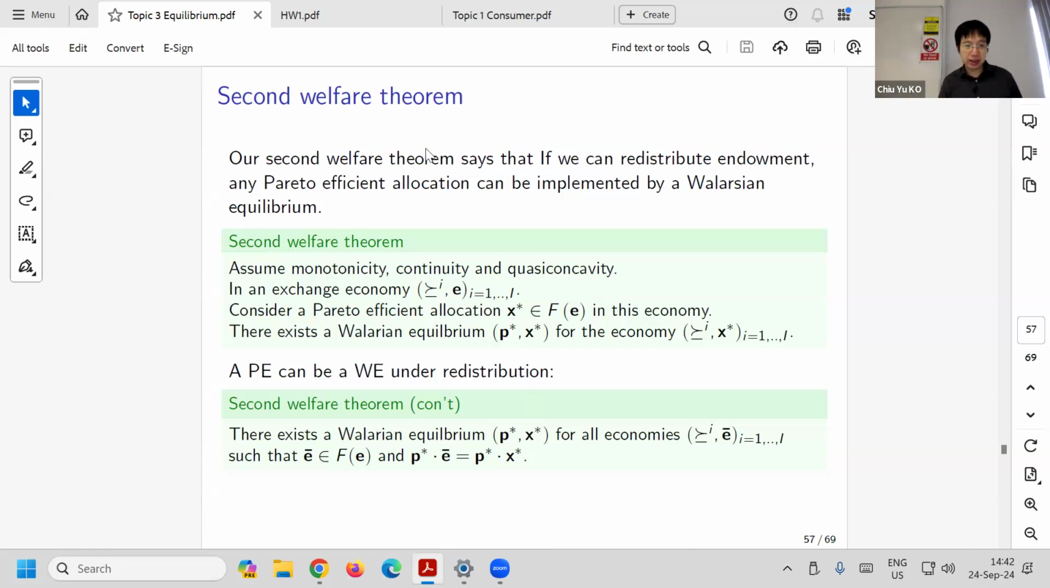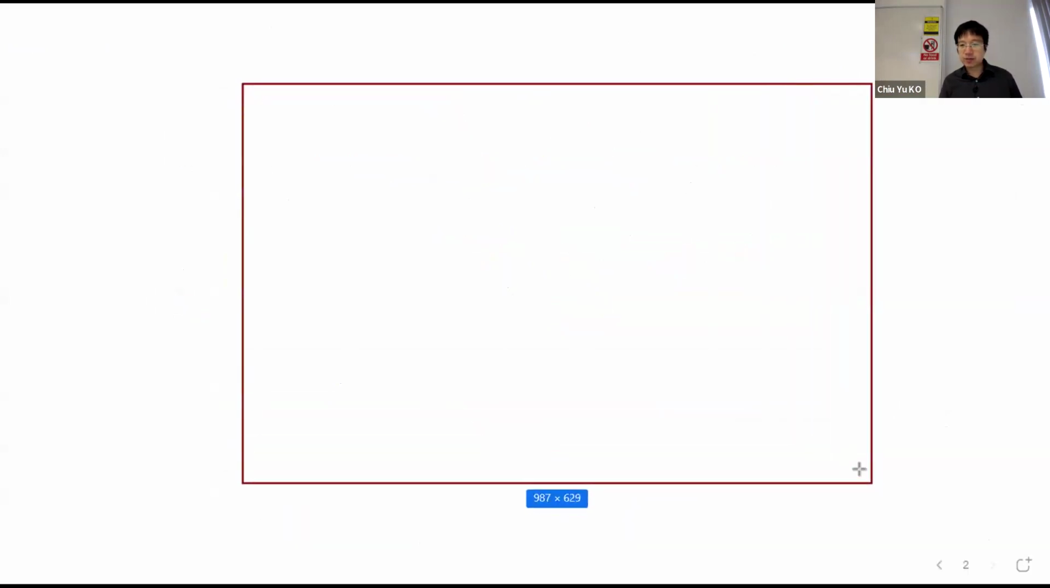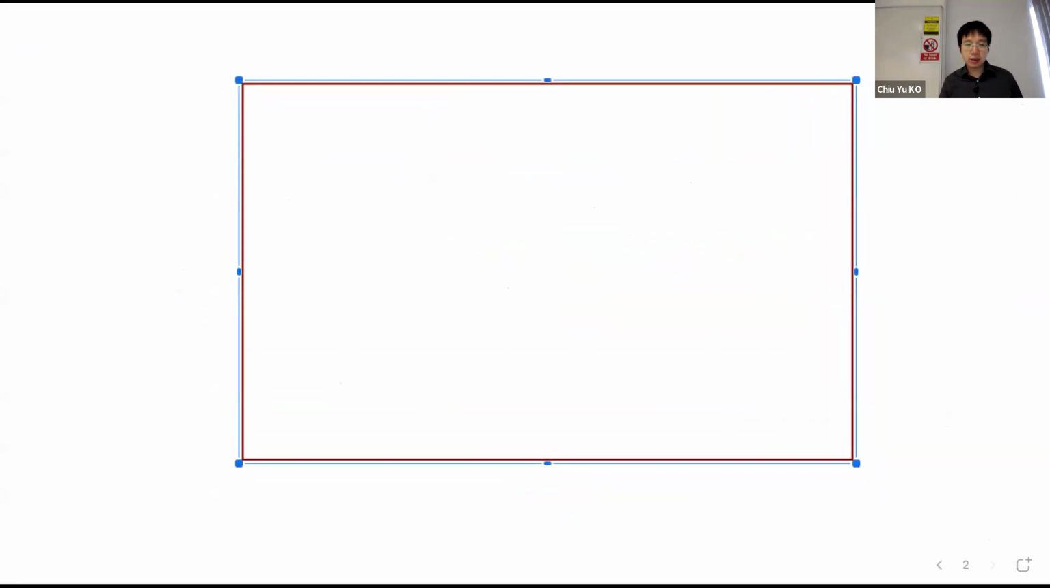But the idea is like this. Let me at least draw a picture to show you how the proof is done. Start with an Edgeworth box. Start with some endowment point. At this point, you can draw some indifference curve.